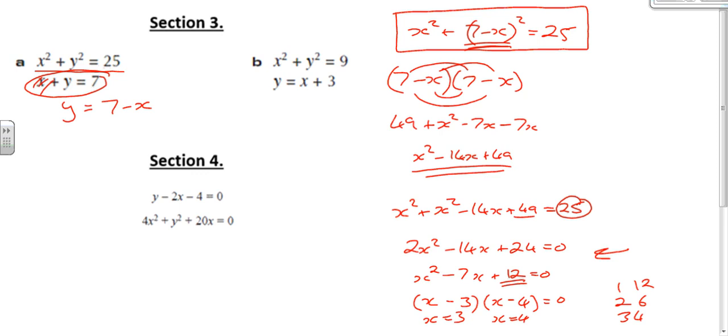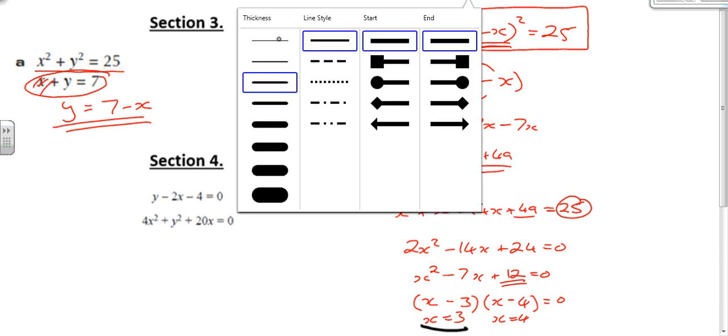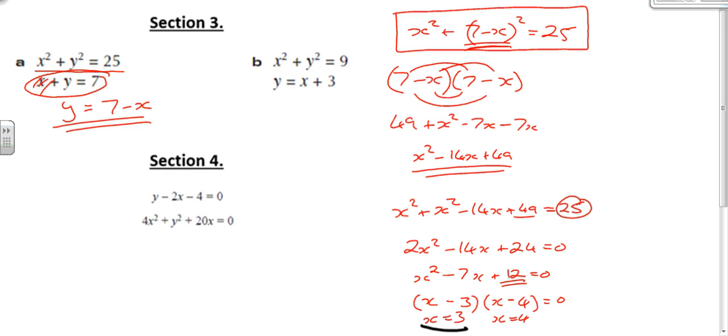Now once you've got the x solutions, we need to find the y solutions. And we know that y is 7 take away x. So therefore, if over here we've got x equaling 3, the y solution will be 7 take away 3, so it's going to be y equals 4. And then when x is 4, y will equal 7 take away 4, so y will equal 3. And those are our solutions. As you can see, not an easy question. That's why it's worth 5 marks, why it's at the back of the paper. Question B actually looks a touch easier because it's already got y equals.